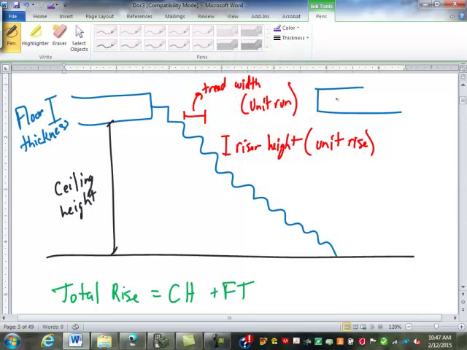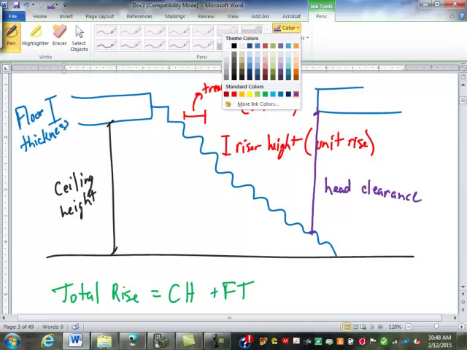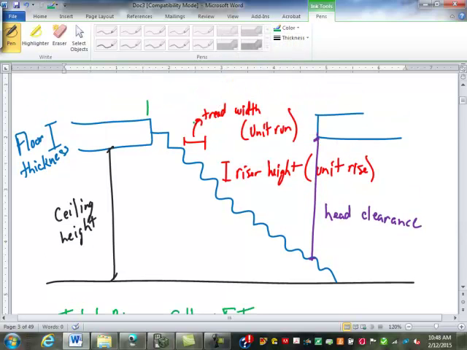And then something very important, and probably the most violated part of code in a staircase, comes from right here, from where the edge of this floor is down to the nearest horizontal surface of the stair, straight down, is called the head clearance. The head clearance is very closely related to and often determined by the distance from where the floor is cut off to where it continues, called the floor opening or the stair opening.